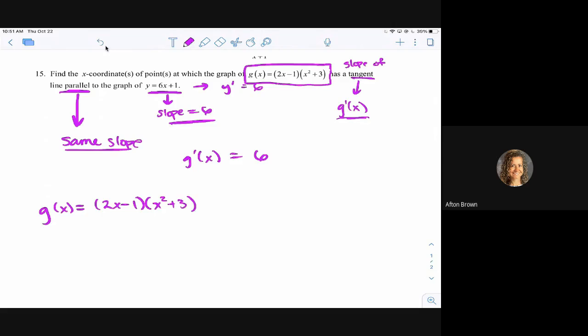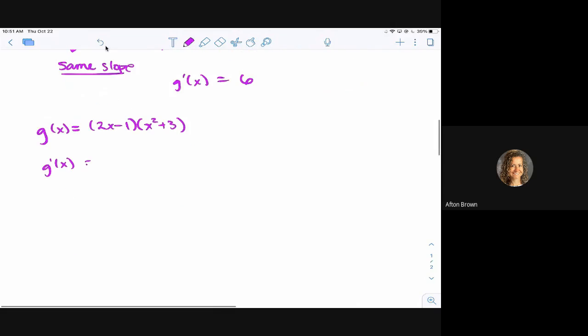Who has product rule memorized? Has the F and S. Good, so it's first times what? Derivative of the second. Good, plus the second times the derivative. Perfect. Doing all right with that?